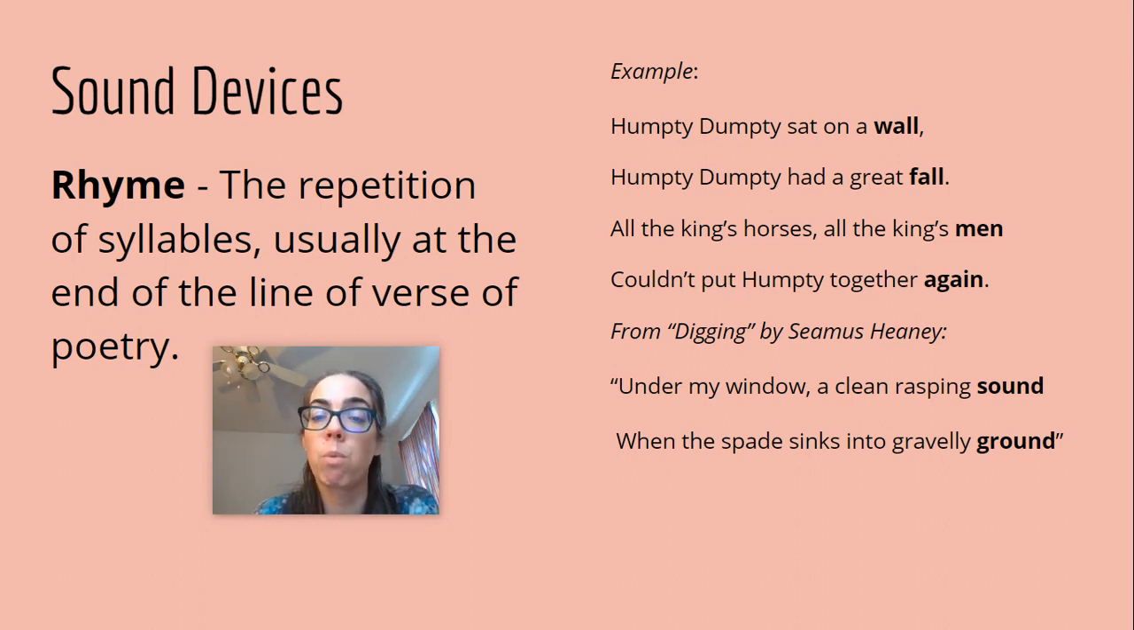Humpty Dumpty sat on a wall. Humpty Dumpty had a great fall. All the king's horses and all the king's men couldn't put Humpty together again. A, B, B. And it's a nursery rhyme, and we've heard it since we were tiny, and it's just a rhyme scheme that's a musical thing to us.